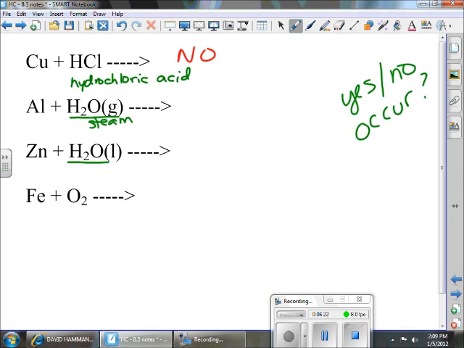Aluminum and steam, we find aluminum. It's in the 2nd section. It does say it'll react with steam. So that would be a yes. Zinc plus liquid H2O. Zinc is in that 2nd section. It does not say cold water. So our answer would be no.